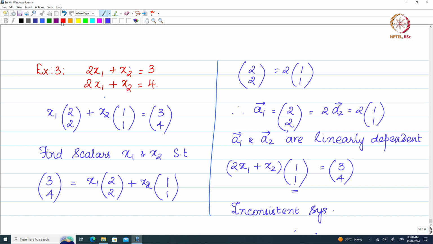Why is it that we said that it is an inconsistent system? We cannot find x1 and x2; no scalars x1 and x2 exist such that, let us call this star, that equation is true.